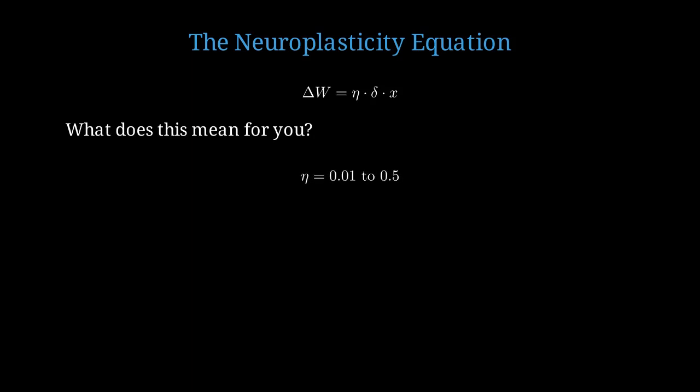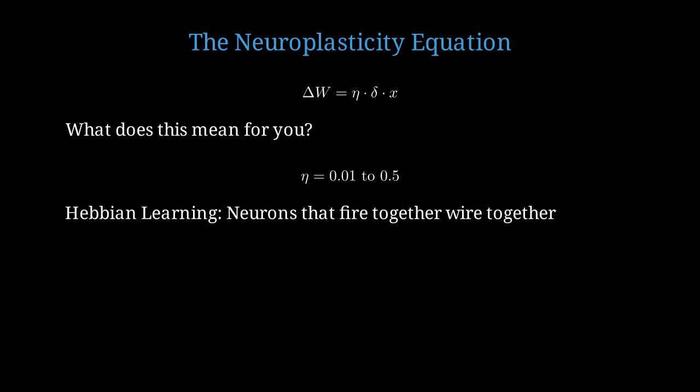The learning rate ETA typically ranges from 0.01 to 0.5. Higher rates mean faster learning but less stability. Your brain automatically adjusts this based on context. This brings us to Hebbian learning, summarized as neurons that fire together wire together. This is the biological basis of all skill development. The change in connection strength between neuron I and neuron J is proportional to their simultaneous activity. Alpha is the learning rate, and AI and AJ are the activation levels.